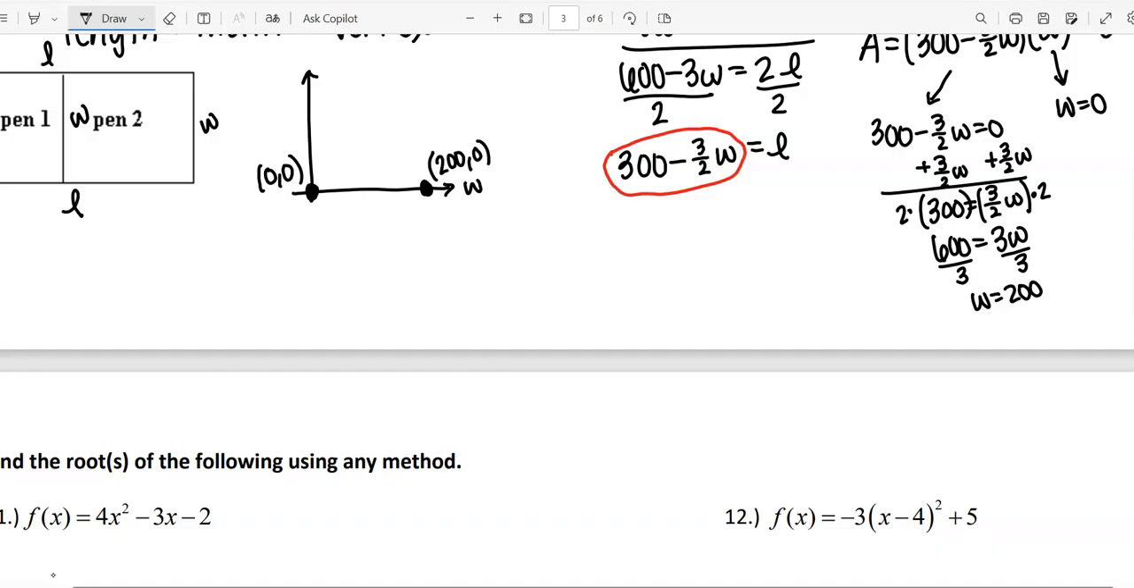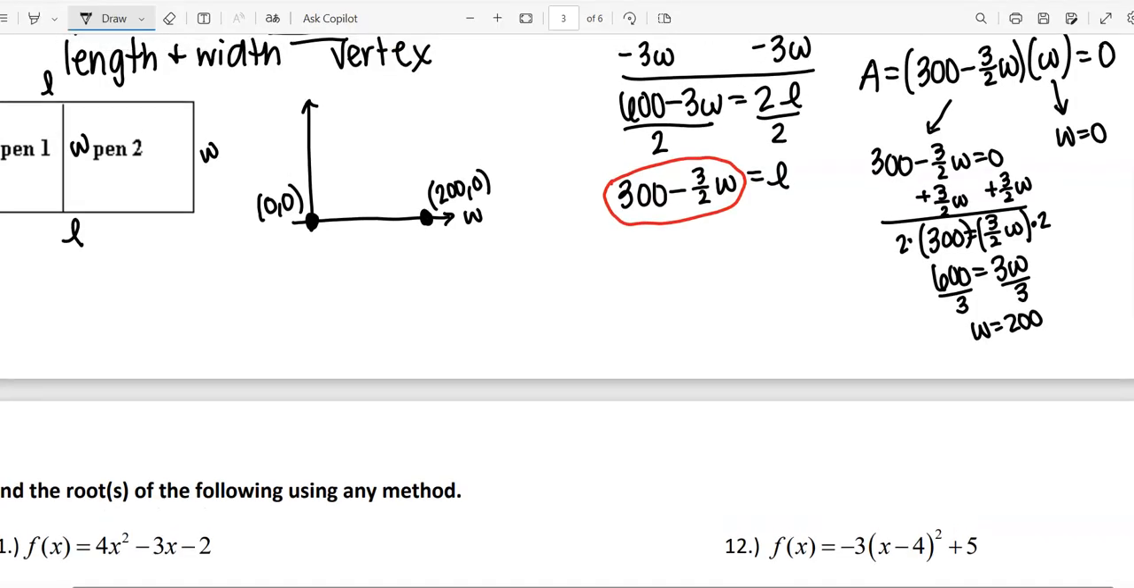What should my graph look like? Is it a straight line? No, it'll probably be a parabola. Look at our area equation. Where's your leading term going to come from? 3 halves w times w, right? And that 3 halves w is negative. It's going to open down, so it's going to look like this.